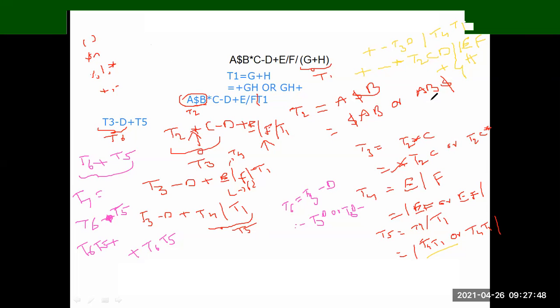So the final solution I am writing here. What is T2? T2 is dollar AB. The final solution is plus minus plus, T2 meaning dollar AB, then CD, by EF, plus GH. So this is the final solution for the problem.